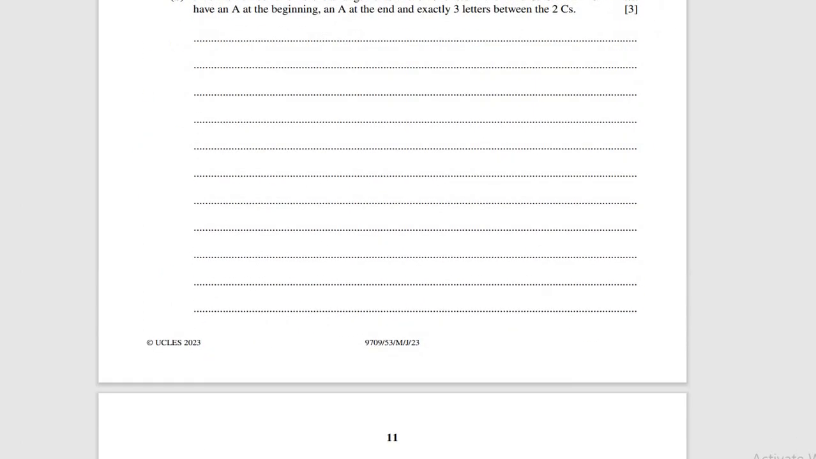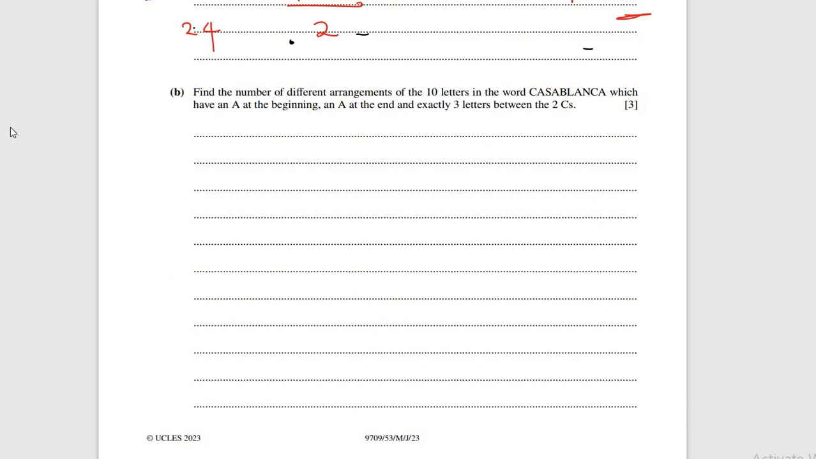Now, B part. The question is: find the number of different arrangements of the 10 letters in the word Casablanca which have A at the beginning, A at the end, and exactly 3 letters in between the 2 C's.